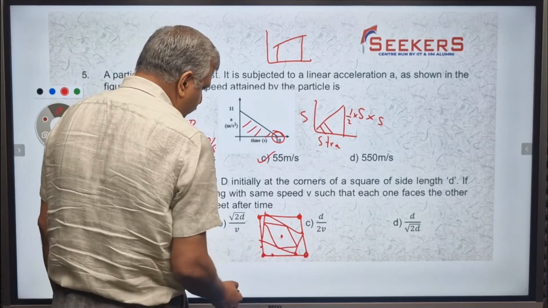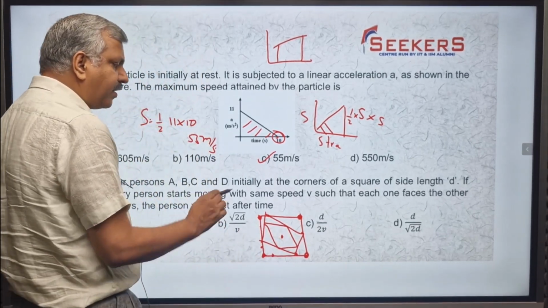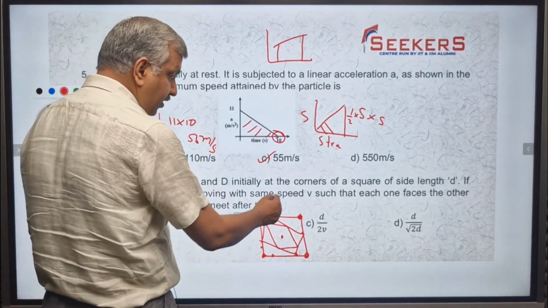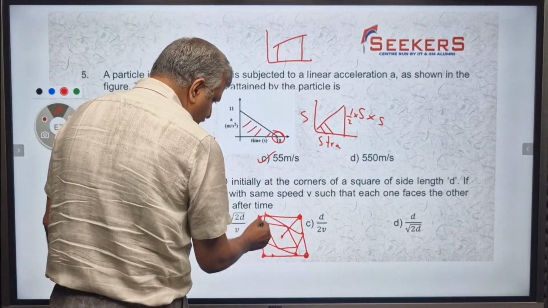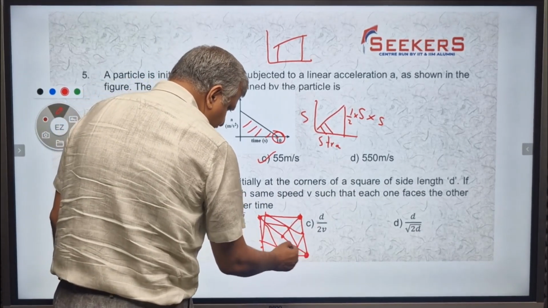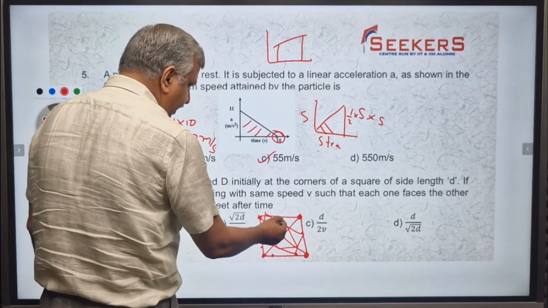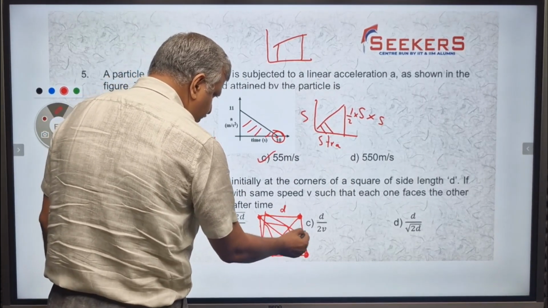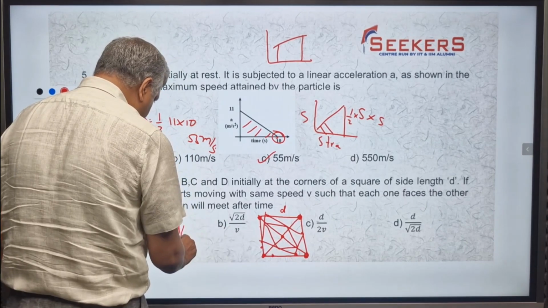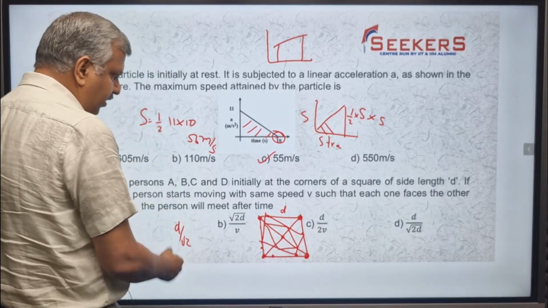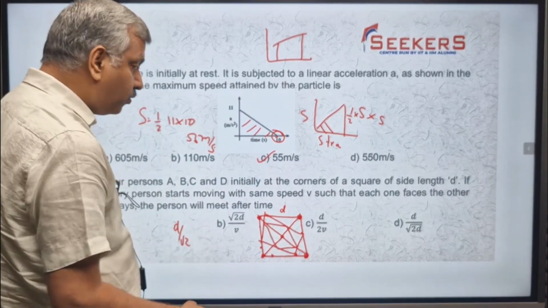Yeah. So if they are all meeting at the center, they are all traveling with the same speed v, such that each one faces the other. So let me see what is the total net displacement that they are having. So the side is d, so this is d by root 2, the whole thing is root 2 d, half of it is d by root 2. So it should be d by root 2 v.